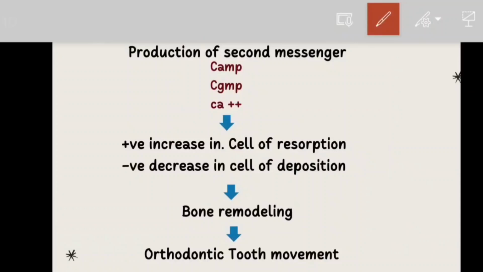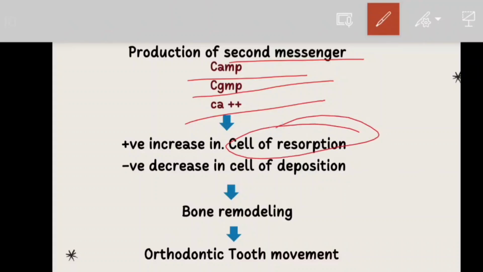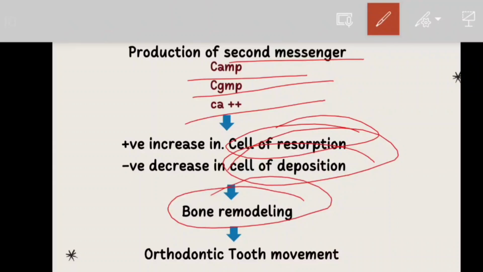After the first messengers are released, they activate the second messengers inside the cell. The important second messengers are cAMP, cGMP and calcium ions. Think of it like this: the first messengers ring the doorbell, the second messengers open the door and start the work. These second messengers increase the activity of the bone resorbing cells and decrease the bone depositing cells. As a result, bone remodeling starts and finally orthodontic tooth movement occurs.